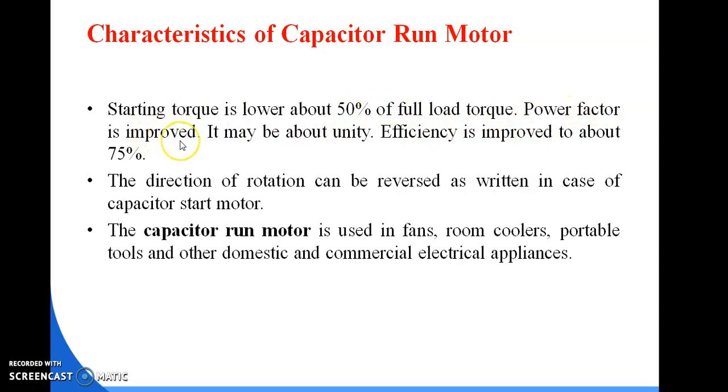Power factor is here improved. It may be about unity. Efficiency is improved to about 75%. The direction of rotation can be reversed as in the case of the capacitor start motor. The capacitor run motor is used in fans, room coolers, portable tools, and other domestic and commercial electrical appliances.